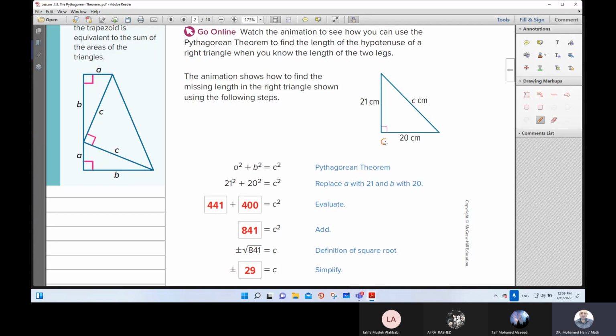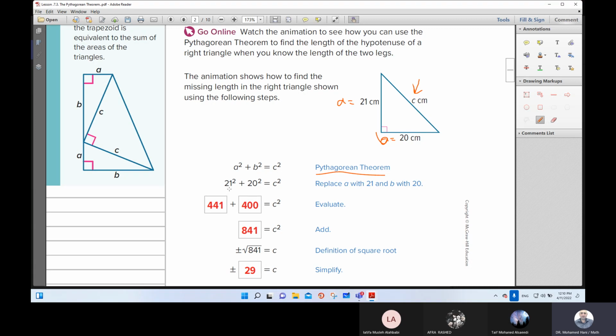Here A equals 21, B equals 20, and C is the missing value. We want to find the measure of this side, so we can use the Pythagorean theorem. We can write A squared plus B squared equals C squared. A equals 21, so 21 squared plus 20 squared equals C squared.